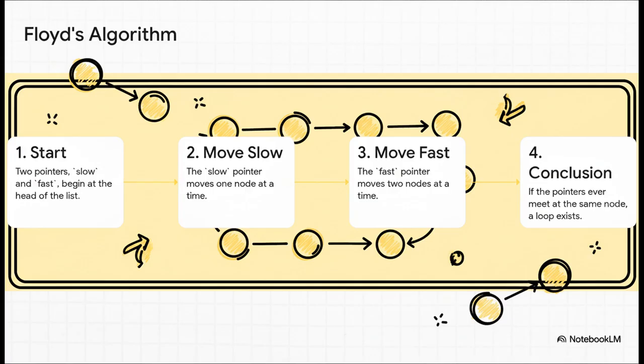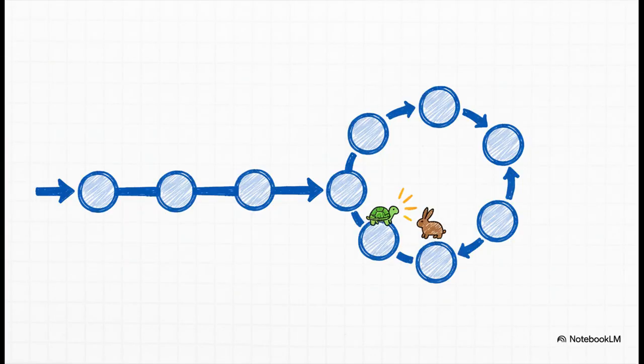And then you have your fast pointer, the hare, who's zipping ahead, moving two nodes at a time. And here's the magic. If the list is just a straight line, the fast pointer will eventually just run off the end. No big deal. But if there's a loop, think about it. The fast pointer will get into that loop first and start running in circles.